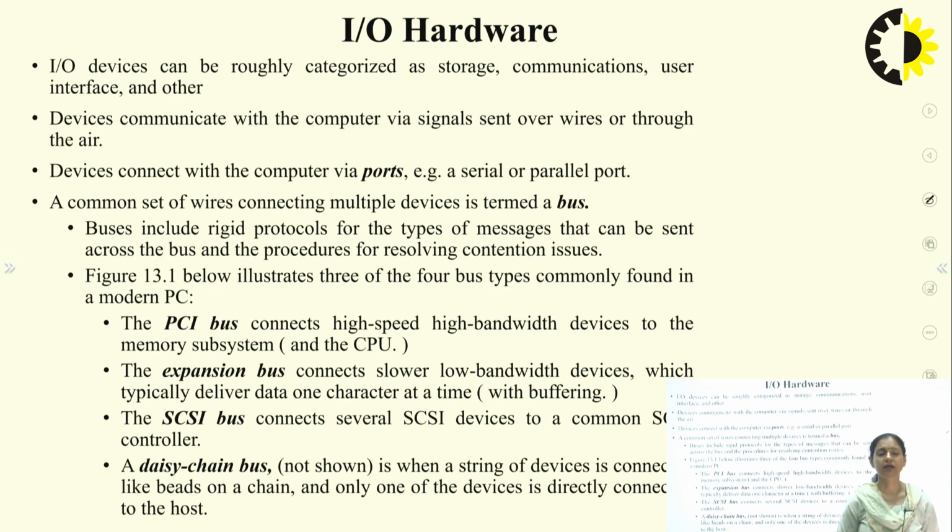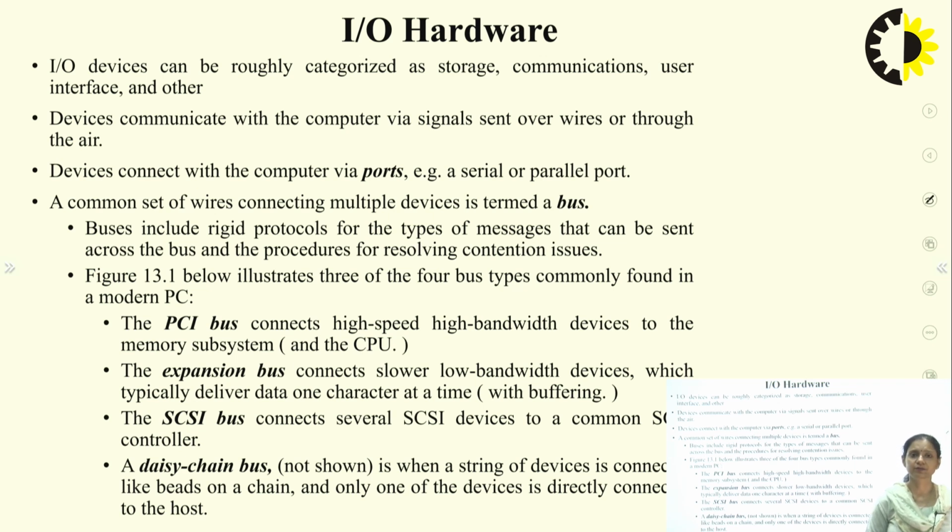Coming to what I/O hardware is, the I/O devices can be roughly categorized as storage, communications, user interface and others. Devices communicate through signals that are sent through wires or through air, that is Wi-Fi. Then the devices connect with the computers via ports, the serial or the parallel ports that we already know. So we have a common set of wires that connect multiple devices, that is a bus.